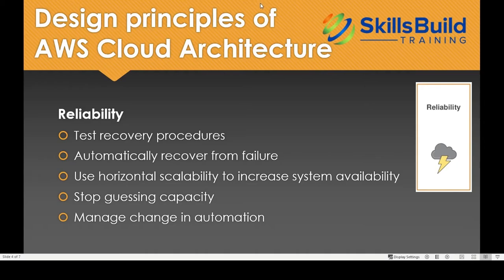Next, we have reliability, or the ability of a system to recover from infrastructure or service failures, dynamically acquire computing resources to meet demand, and mitigate disruptions such as misconfiguration or transient network issues. The reliability pillar focuses on the availability to prevent and quickly recover from failures to meet business and customer demand. Key topics include foundational elements around setup, cross-project requirements, recovery planning, and how we handle change.